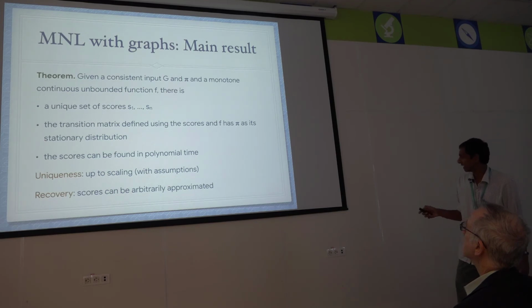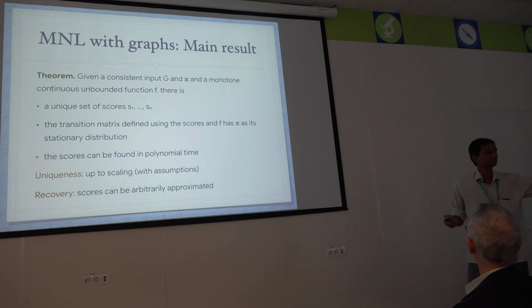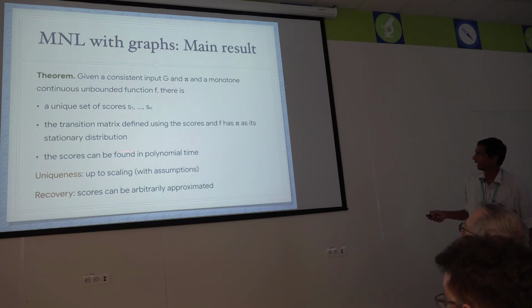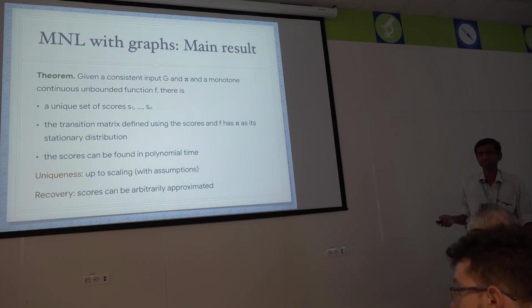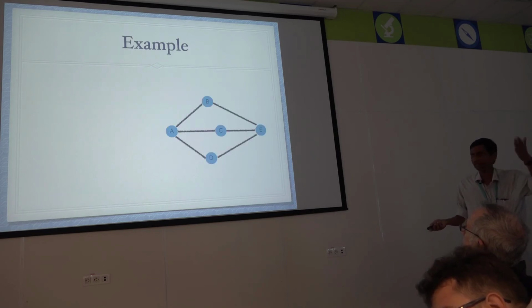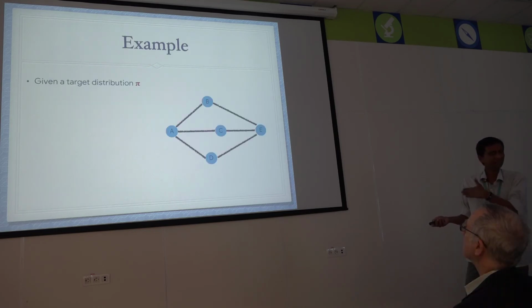So given any graph under some very mild conditions and given any stationary distribution, first of all, you can show there is a unique set of scores that define the Markov chain for which pi is a given target, and you can find these scores up to arbitrary precision with an algorithm. So I'll skip the algorithm. It's a simple learning algorithm, and showing that it actually works is the harder part.